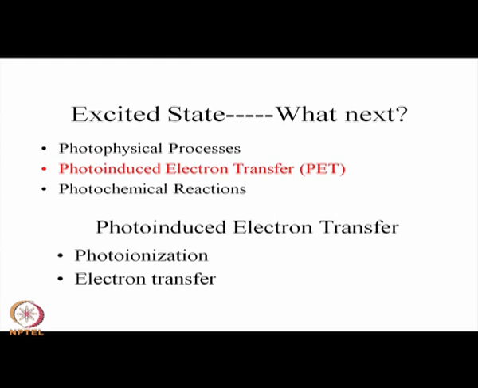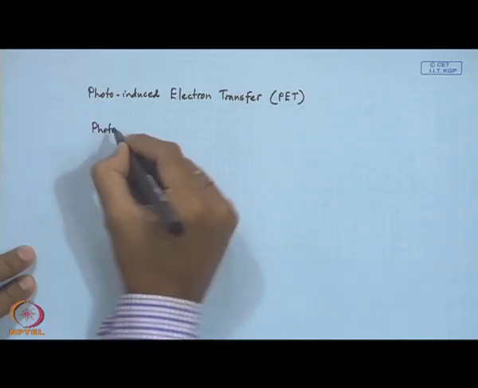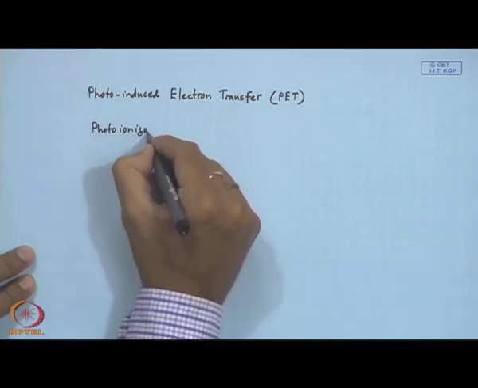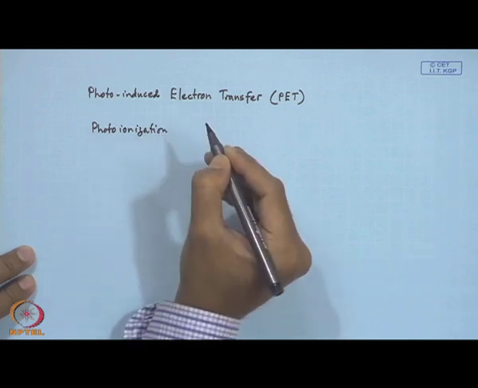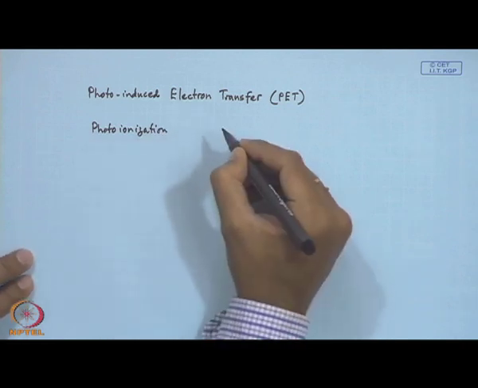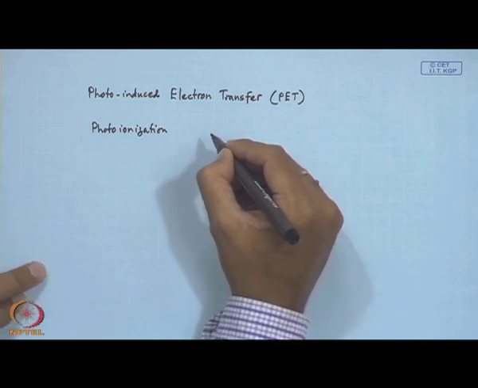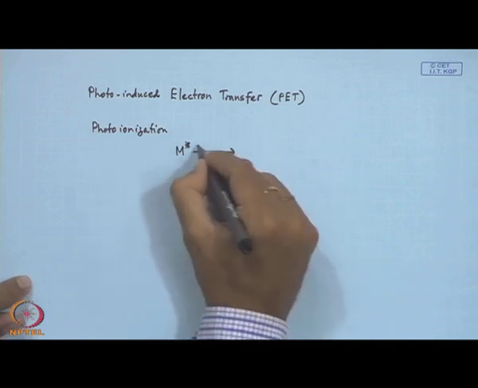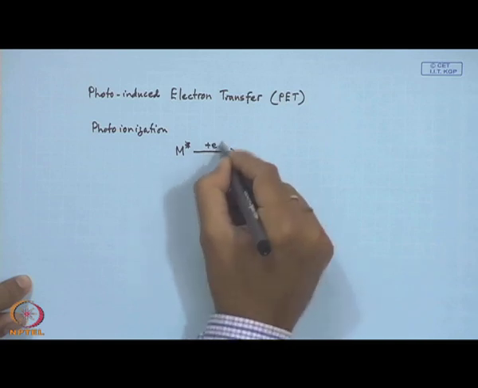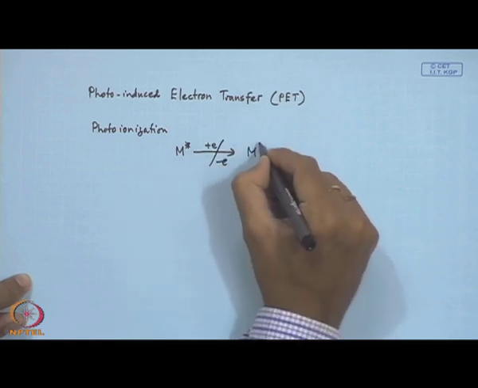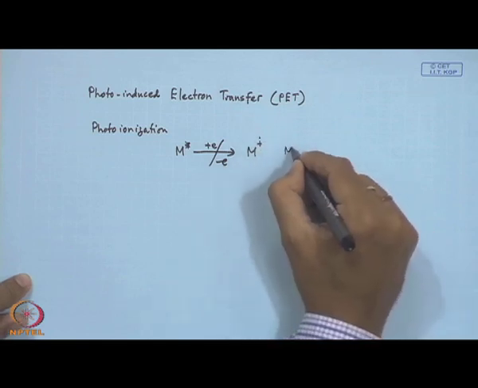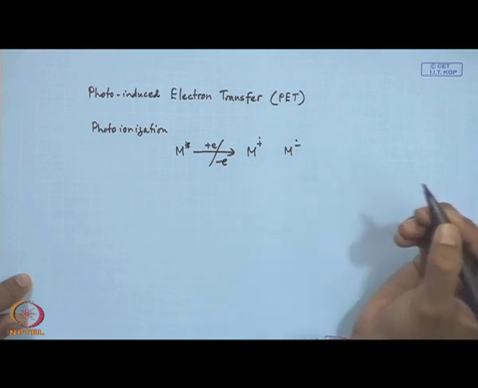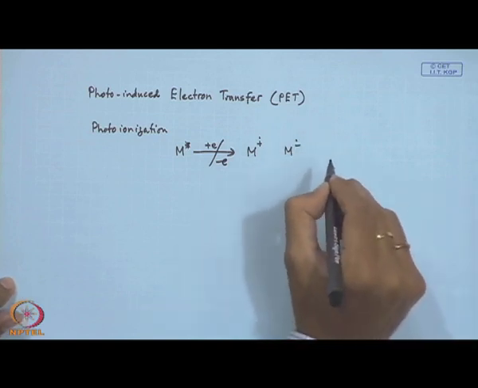One is photoionization. What will happen is that an excited species may easily lose the electron, giving rise to some ionized species. So, say M star, then plus electron or minus electron, giving rise to say M plus dot or maybe M minus dot. So, this is basically an ionized species.